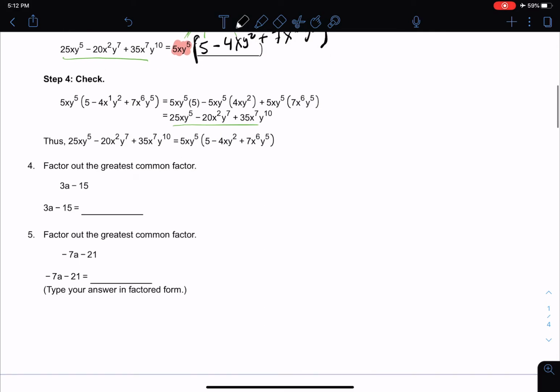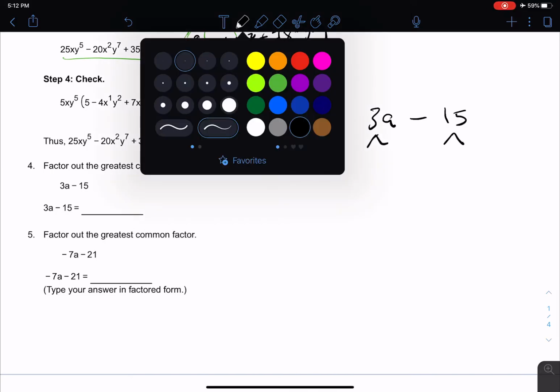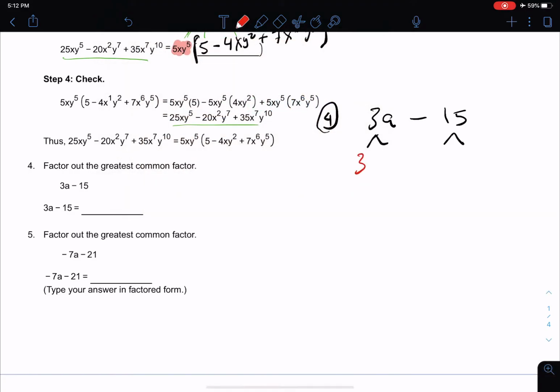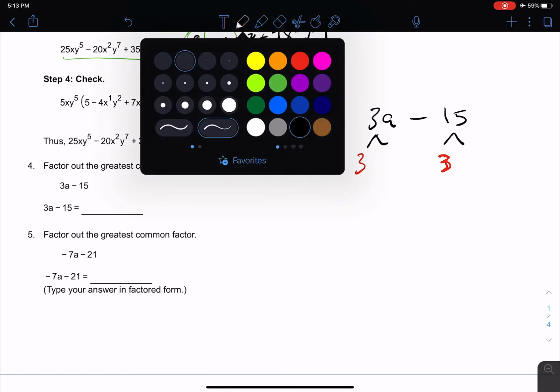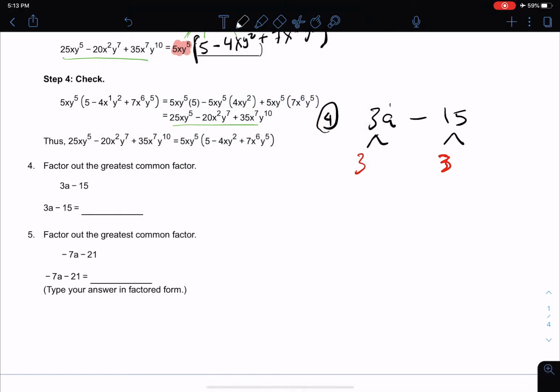So number 4 says factor out the greatest common factor. So essentially what we have here is I've got some space here. Let me write number 4, and we have 3a minus 15. Now when we're looking at common factors, let's start with numerical common factors, which would be 3. It's definitely common on both of those terms. What is remaining though? Well, there's an a here and there's not an a there, so that's not going to be common. So now we have 3 times a is 3a, and 3 times 5 gives us that 15.